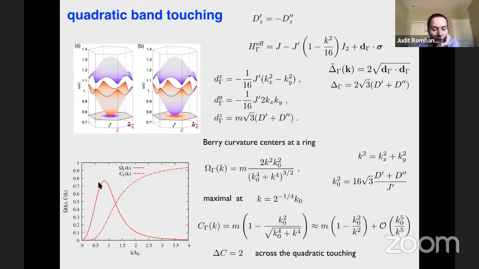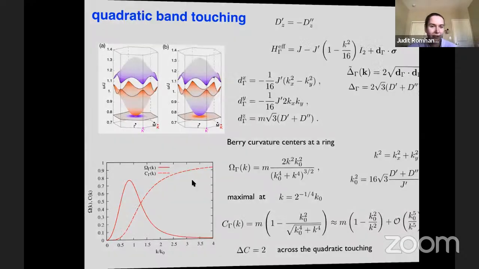And this is just to show how this Berry curvature looks if we go away from the gamma point. So it has a maximum at a given value. So it actually looks like it's on a ring. So this is just the radial distance from this gamma point for the Berry curvature, put here in this figure. Okay, so so much about the quadratic band touching points.